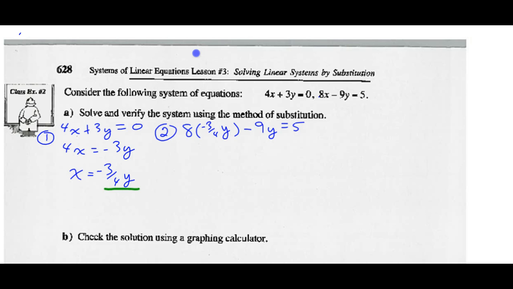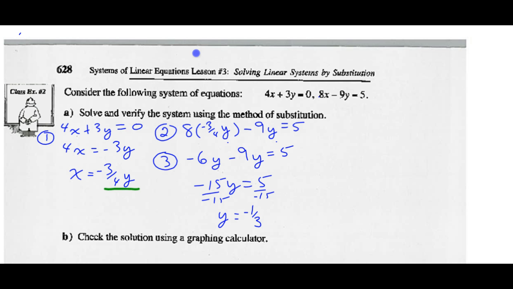Now I've got a one variable equation, variable y. Step 3 says solve this one variable equation. So 8 times negative 3/4, if you do that in your calculators, negative 24 divided by 4, or 8 divided by 4 is 2 times negative 3 is a negative 6y. Minus 9y should equal 5. So that's negative 15y equals 5, and divide both sides by negative 15, and y equals negative 1/3. So that's the first part of our solution.